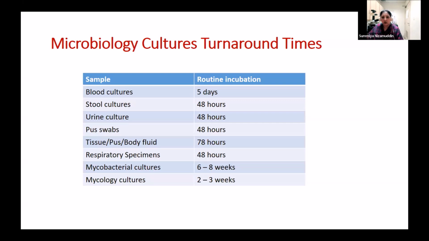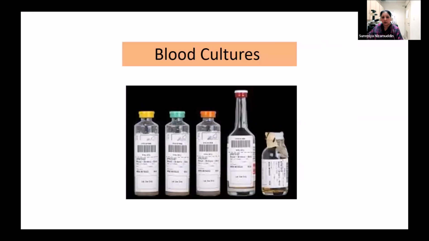TB cultures, it's a known fact that TB organisms actually grow very slowly. TB bacteria tend to grow very slowly, and so these cultures might take anywhere between 6 to 8 weeks till they are finally reported. For fungi, certain fungi can also take longer to grow, so fungal cultures will also take at least 2 to 3 weeks before they are finally reported out.